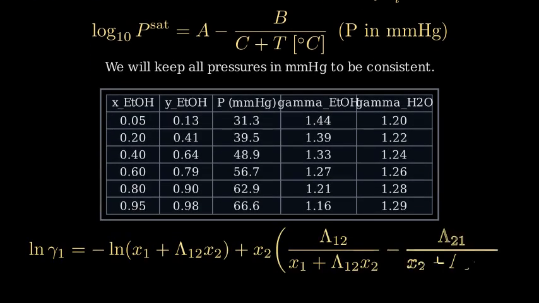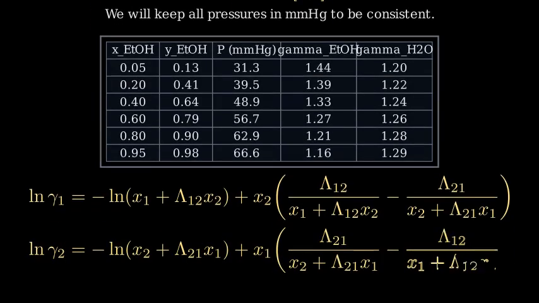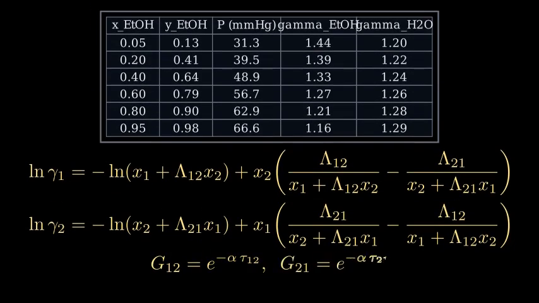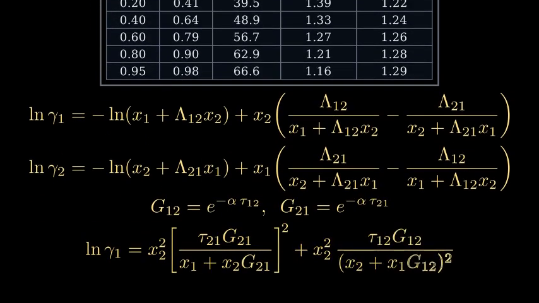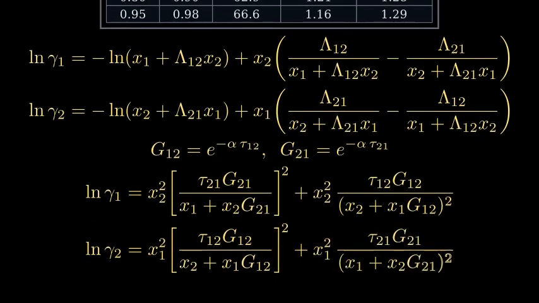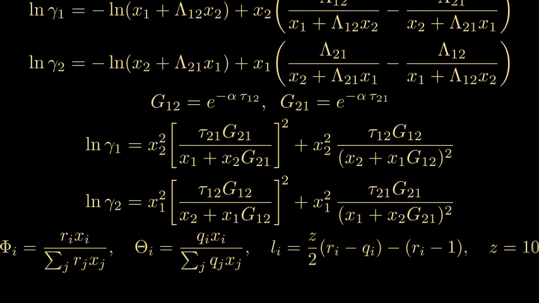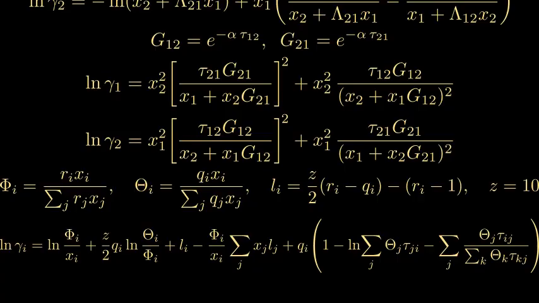Next, the three local composition models. First, Wilson with parameters lambda 1,2 and lambda 2,1. Second, NRTL with interaction parameters tau 1,2, tau 2,1, and the non-randomness alpha. Third, UNIQUAC with size and surface parameters R and Q, and interaction a 1,2 and a 2,1. We will fit these parameters to minimize the average absolute relative deviation of activity coefficients.